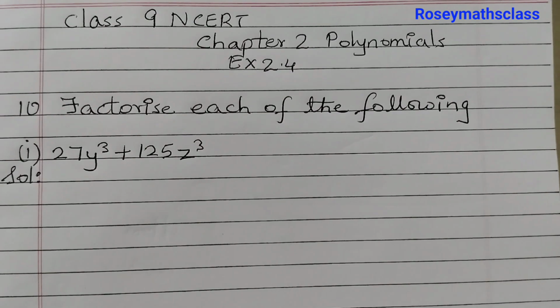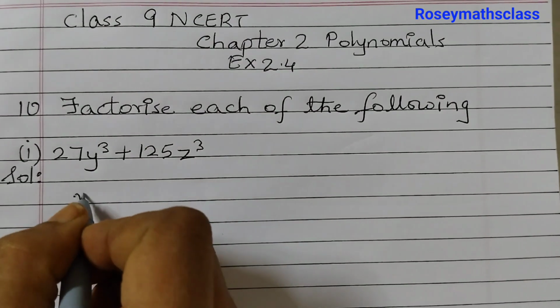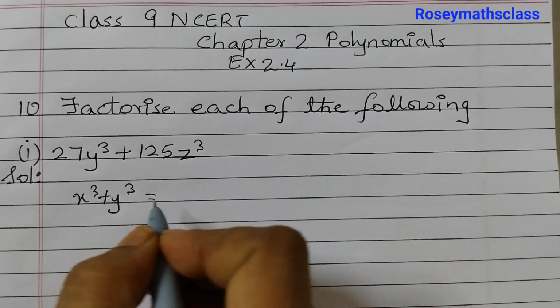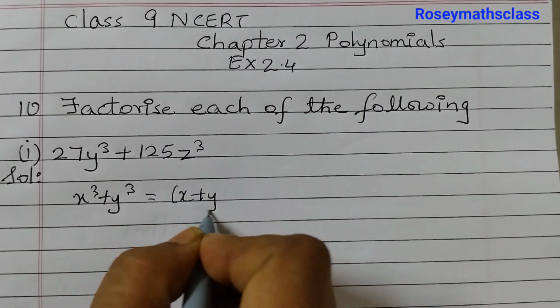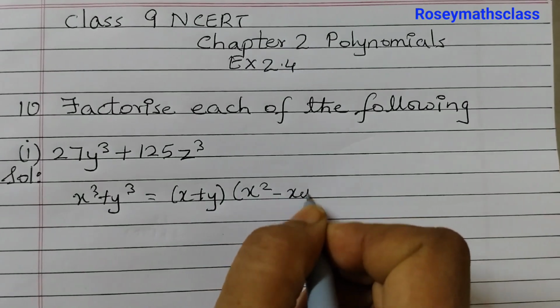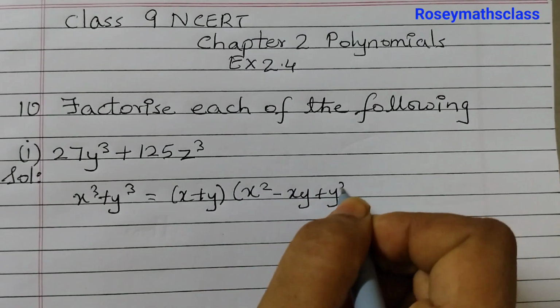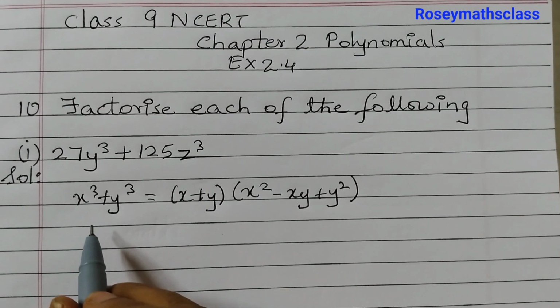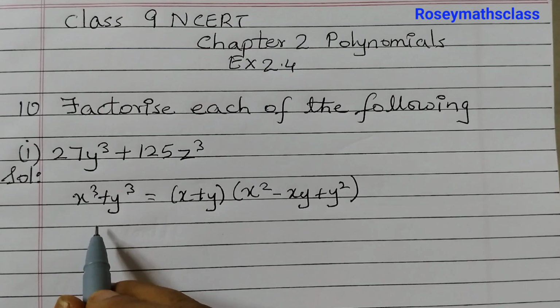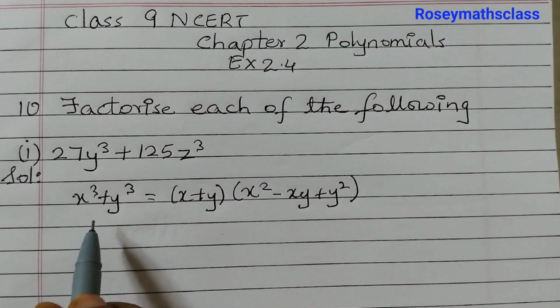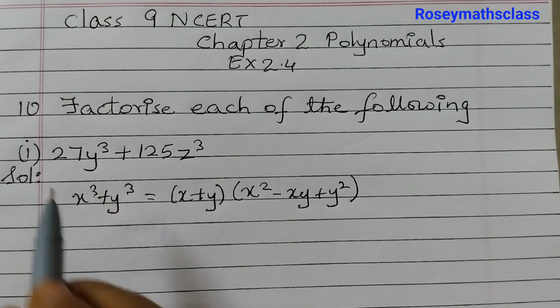For this, the identity that we are going to use is x cubed plus y cubed is equal to x plus y into x squared minus xy plus y squared. This is not given as an identity in the textbook. This is given as a verification question. Question number 9, if you see the previous question, you will find this formula there. So we will use this formula to solve this problem.